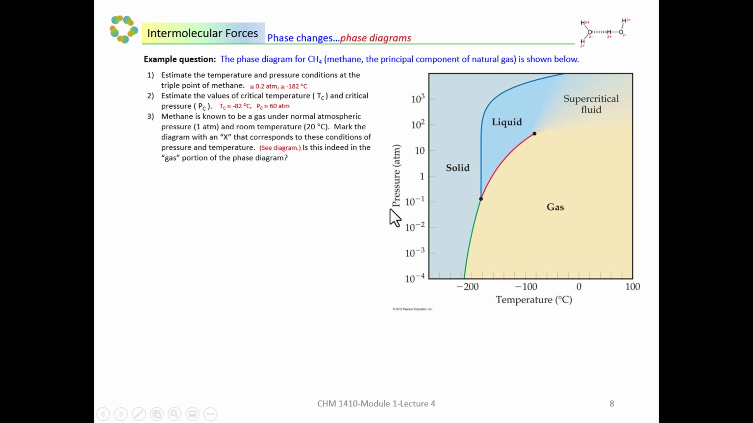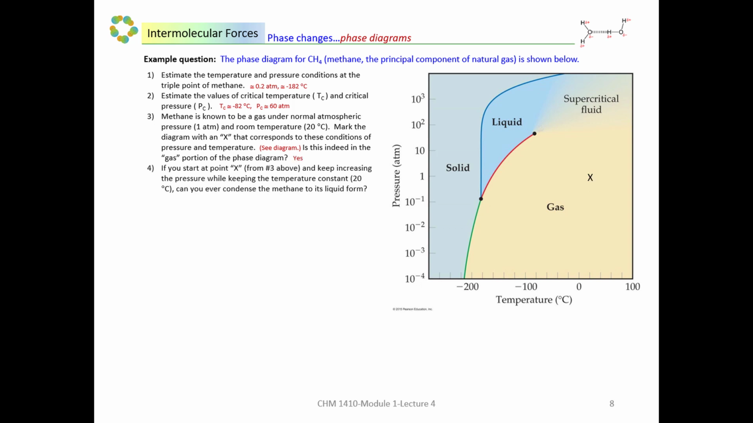Now, methane is well known, just by everyday experience, to be a gas under normal atmospheric pressure and room temperature. So what we're going to do is mark on the diagram an X for normal atmospheric pressure, that's 1 atmosphere, and room temperature, slightly higher than 0 degrees, about 20 or 25 degrees C. We'll put an X right there, and indeed, the diagram does predict that methane should be in the gas phase.